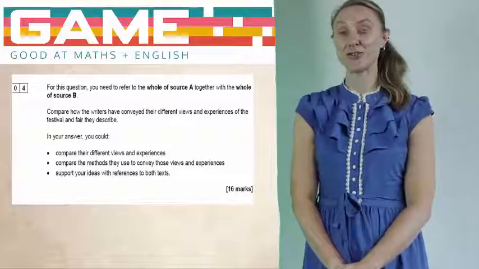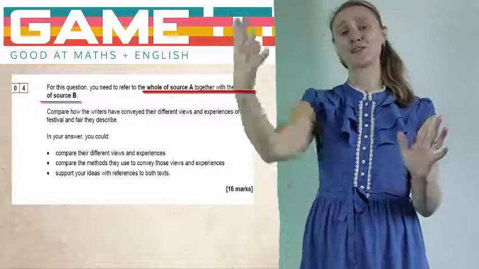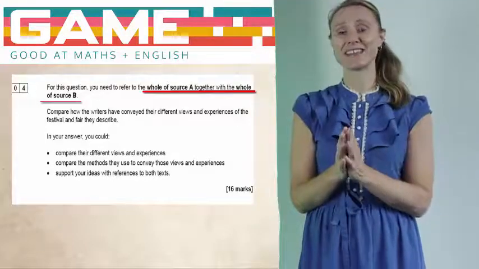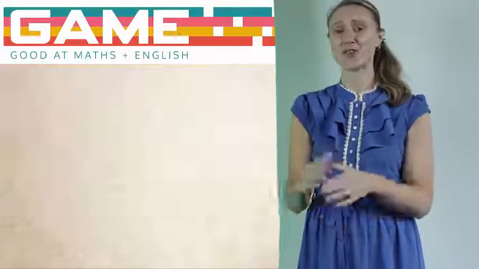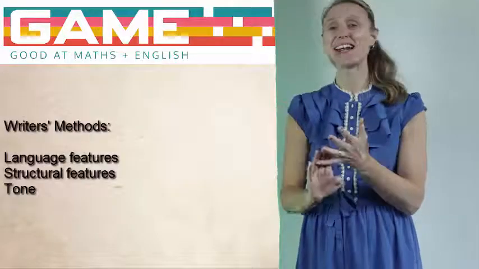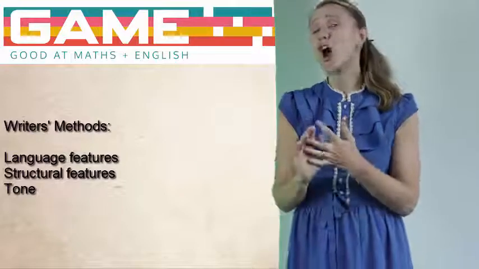Okay, so Paper 2, Question 4. This is going to ask you to compare the whole of Source A, everything that's in there, with everything in Source B. So what's included in that? You can talk about language features, you can talk about structural features, and you can talk about tone.